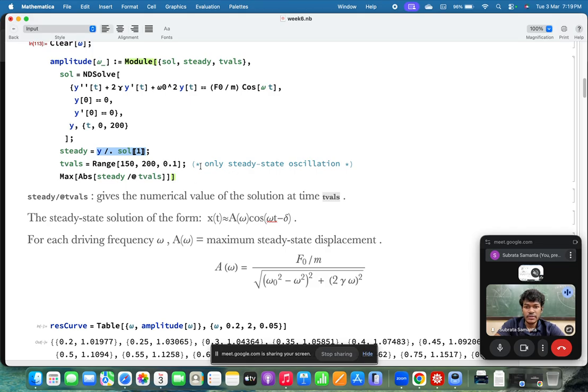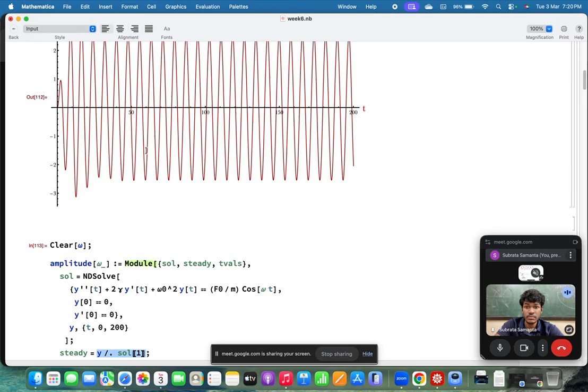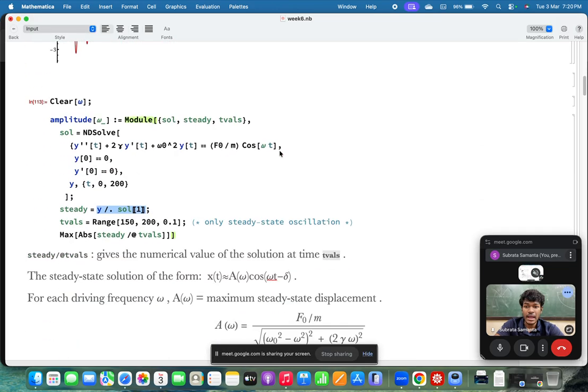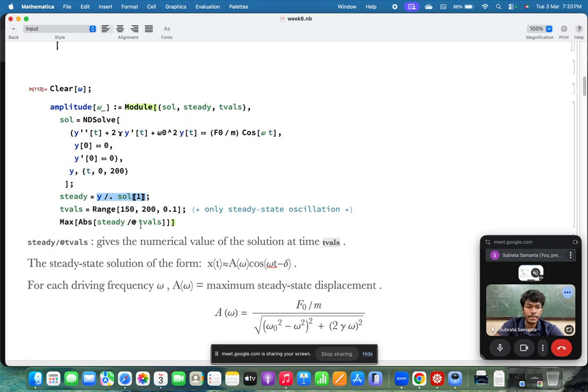So this is only for steady state oscillations, and now I calculate the maximum values of this. At a given t value, you calculate the y values. The t values are basically a list, from 150 to 200 with a step of 0.1.